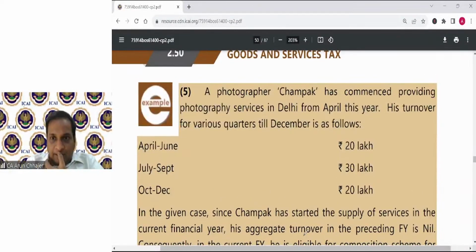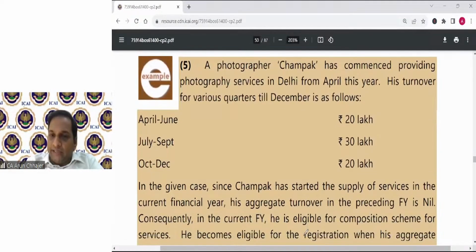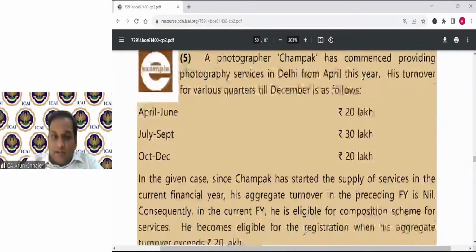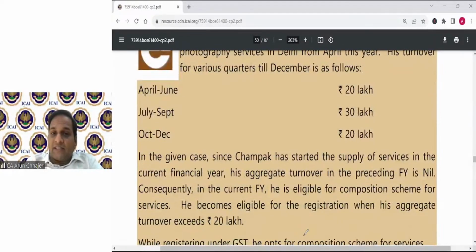A photographer, Champak, has commenced providing photographer services in Delhi from April this year. His turnover for various quarters till December is as follows: April to June 20 lakhs, July to September 30 lakhs, and October to December 20 lakhs. So the total aggregate we will see. In the given case, since Champak has started the supply of the service in the current financial year, his aggregate turnover in the preceding financial year is nil. Consequently, in the current financial year, he is eligible for the composition scheme for services.